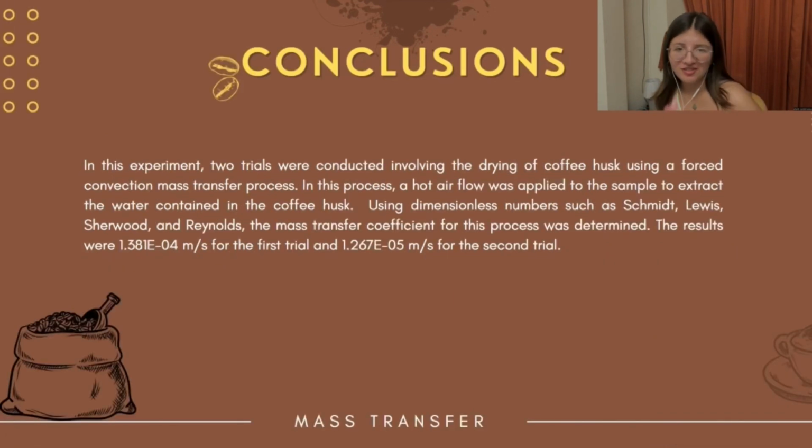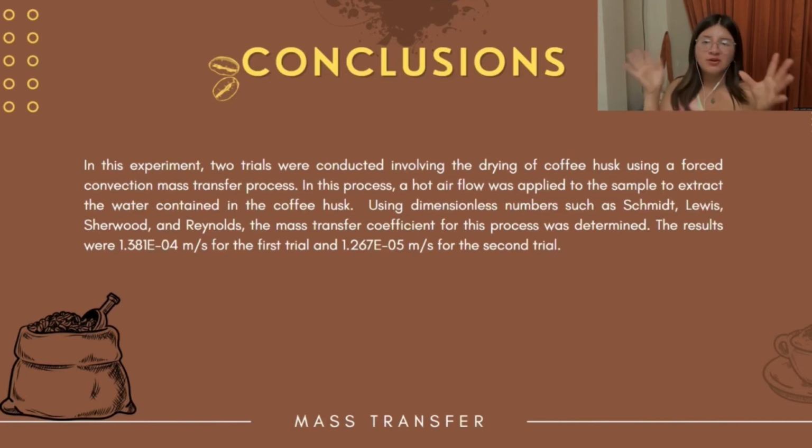Now we have the conclusions. In our experiment, 2 trials were conducted involving the drying of coffee husk using a forced convection mass transfer process. Basically, in this process, a hot air flow was applied to the sample to extract the water contained in the coffee husk. The remaining mass of the coffee husk in the crucible was recorded approximately every 5 minutes, as we showed before. With this information, we made the graphs, initially obtaining the water diffusion coefficient, and using dimensionless numbers such as Sherwood, Reynolds, and Lewis, the mass transfer coefficient for this process was determined.